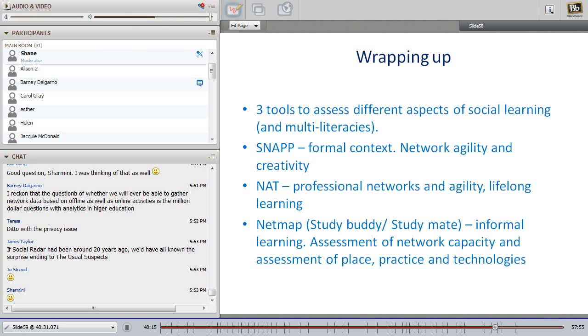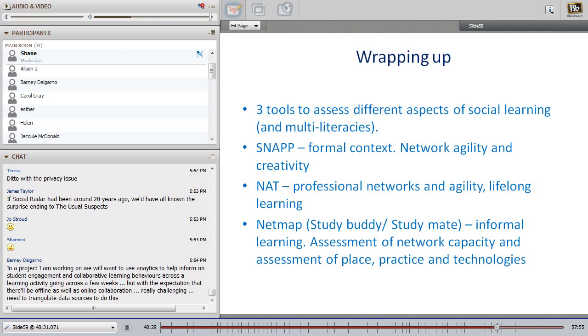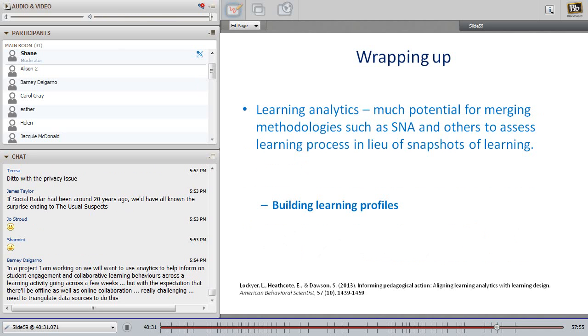Should it be called NetMap, Study Buddy or Study Mate? That will be the process with which we'll be able to have a look at informal learning, at least the connections there, the students around that space. Are they actually forming connections as a result of the social learning spaces we've established and designed? That's what we wanted to do.